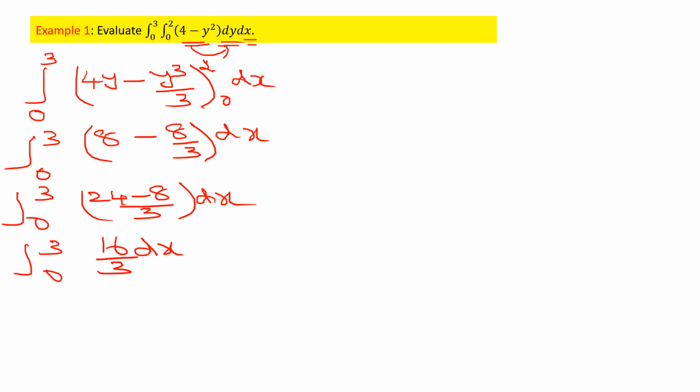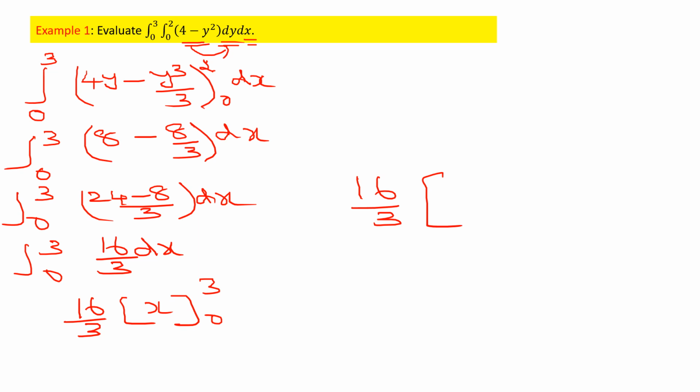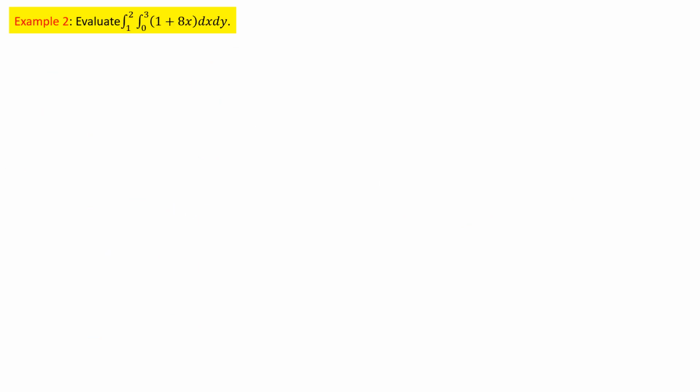Now I have to integrate with respect to x, so take the constant 16 by 3 outside. Integration of dx will give you x between the limit 0 to 3. So the final answer is 16 by 3 times 3. By cancelling 3 and 3, we will get 16 as my final answer. Let us move to example number 2.